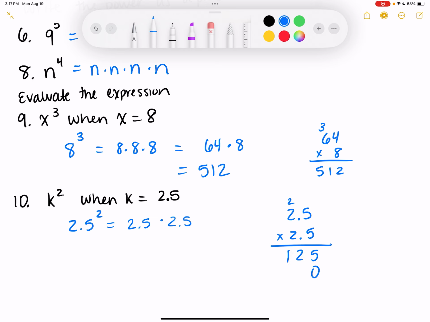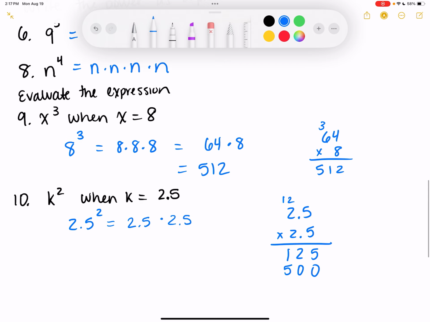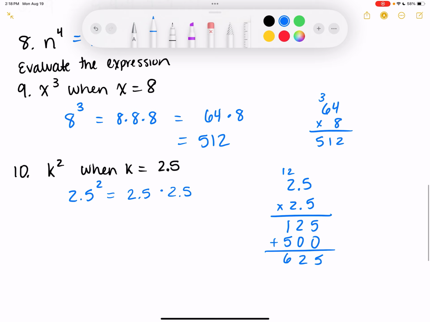Put the 0 in. 2 times 5 is 10, carry the 1. 2 times 2 is 4, plus 1 is 5. And so when you add these together, you get 625. However, there are 2 decimal places that I have to deal with, so I need to move this imaginary decimal over 2 spots, and that's going to give me 6.25 as my answer for that one.